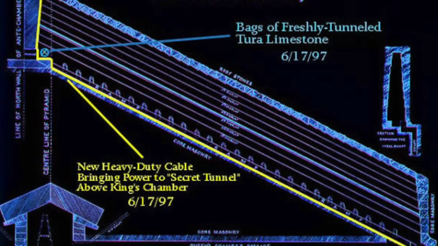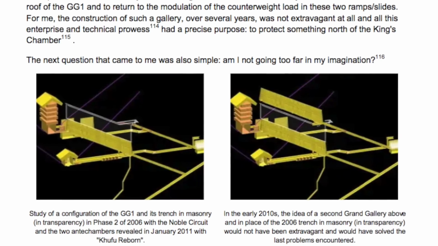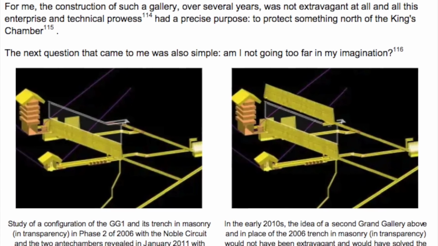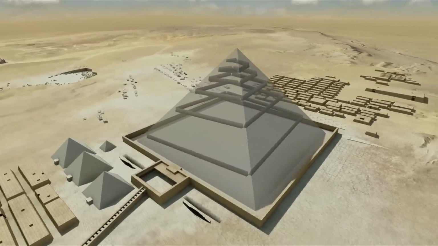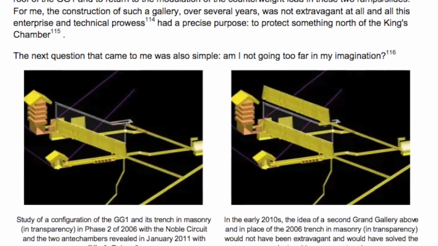Houdin proposes in the internal ramp theory that the so-called Grand Gallery was actually a counterweight system that was used to lift the heaviest blocks during the pyramid's construction. Houdin created detailed models of this counterweight system at work, and they are fascinating to say the least. The prospect of another similar system existing further up in the pyramid superstructure actually makes a lot of sense.